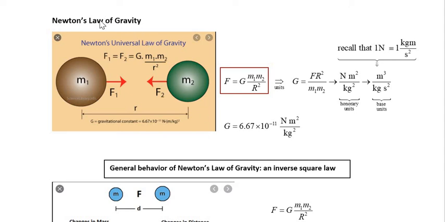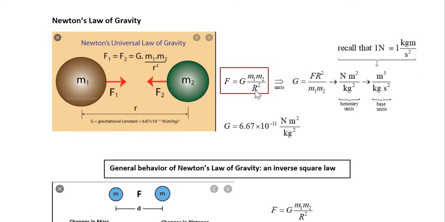Newton's law of gravity. So what is Newton's law of gravity? This law essentially tells you how to calculate the force between two masses separated by a distance r. And that distance r, which I'll call big R here, is basically the distance between the centers of the masses. Okay, so the force is equal to this constant, we'll call it big G, times the product of the two masses over the distance squared.